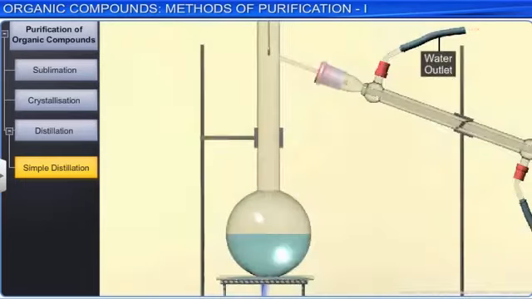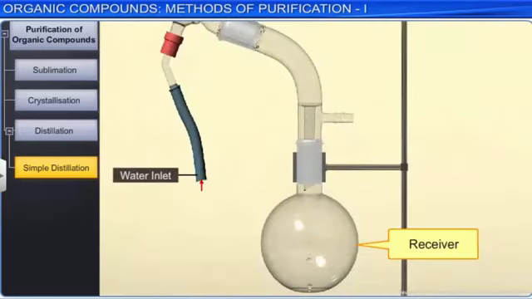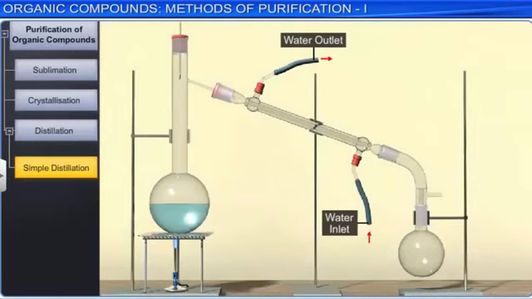On heating, the vapors of the liquid with the lower boiling point are formed first, and at a constant temperature, the whole of the liquid changes into vapors. The vapors are condensed by using a condenser, and the liquid is collected in a receiver placed at the open end of the condenser. The vapors of the liquid with higher boiling point that are formed later are also condensed, and the liquid is collected separately. Simple distillation cannot be used in the separation of liquids which do not differ much in their boiling points.